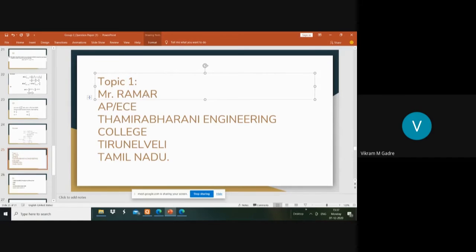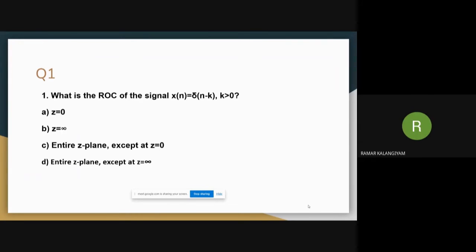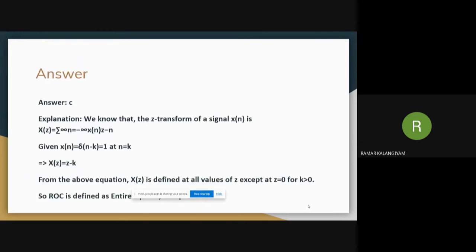Okay. Good evening, sir. Good evening. I am Ramar Kranjiyam from Group 3. I'm going to present. I have prepared 3 questions, sir. Very good. Yes, sir. Yeah, you can make it full screen. I have to explain all 3 or 2, sir? You can take 2 of them. Okay. Next question. I'm moving to the 2 and 3, sir.